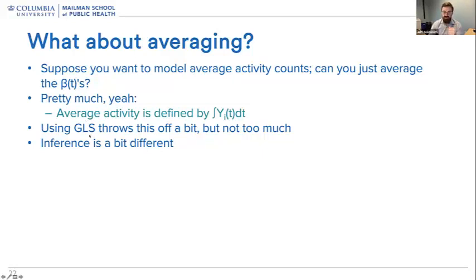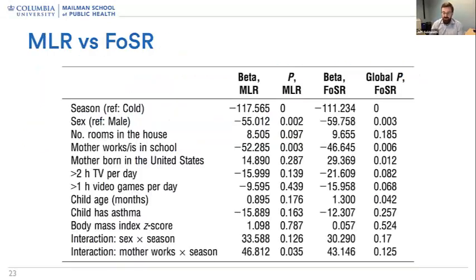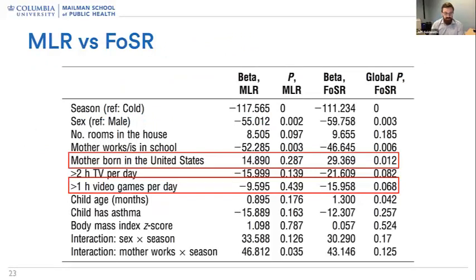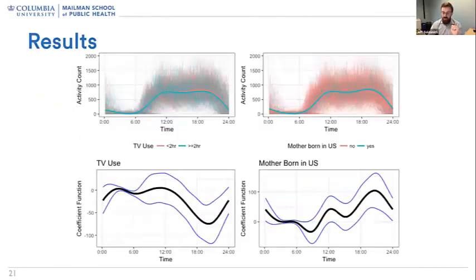If you use generalized least squares, there's a little bit of a difference in the integrated betas and what happens if you just fit a multiple linear regression, but they're often very similar. What is different is that the inference is a little bit different. And you'll see here a comparison of these things. I'll point out, for example, the mother being born in the United States seems like it is insignificant, not a statistically significant association if you are looking at a multiple linear regression of the aggregate outcome. But in a functional data setting, it seems like there is some significant effect. And I'll go back and see maybe why that is.